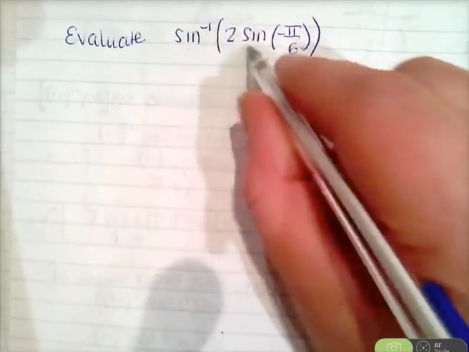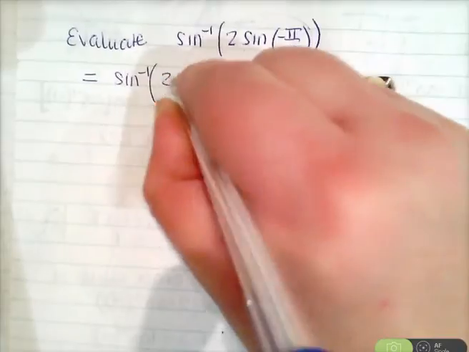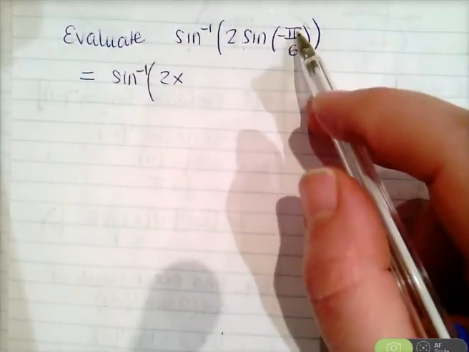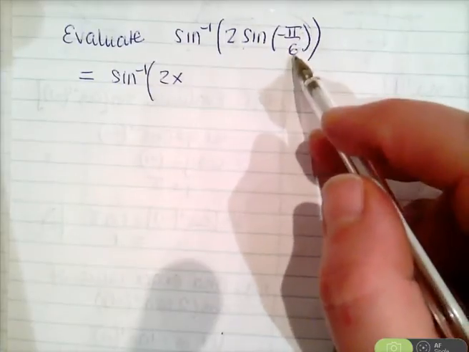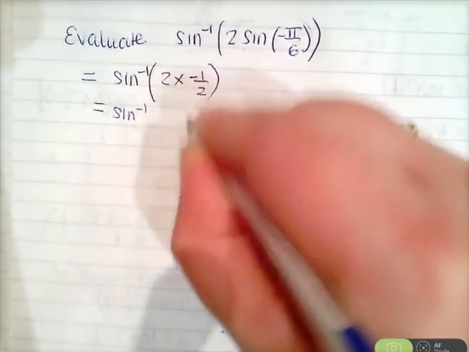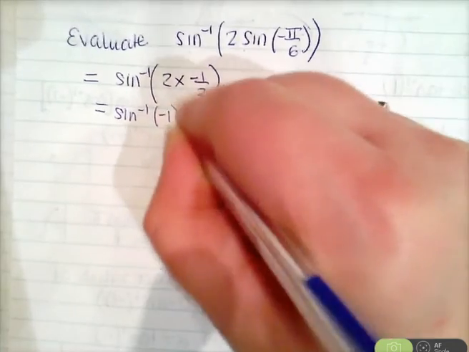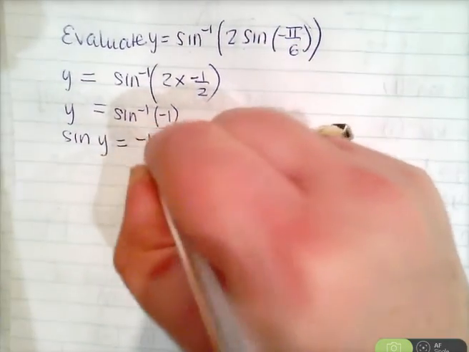Okay. Evaluate this function here, inverse sine of 2 sine negative pi on 6. Again, we can just work this bit out. So that's equal to sine to the -1 of 2 times sine of -30, which is in quadrant 4. Sine of 30 is a half, so it'll be -1/2 for quadrant 4. So that's the inverse sine of 2 times -1/2, which is -1. So if we let y equal all of this, therefore we're looking for the sine of y equals -1.